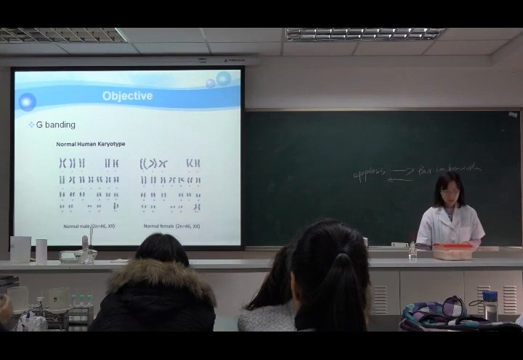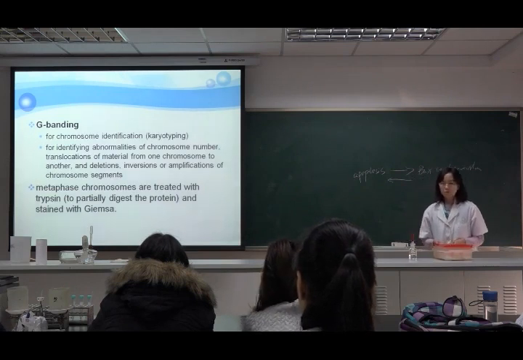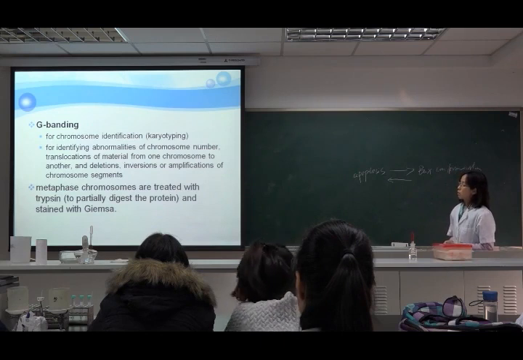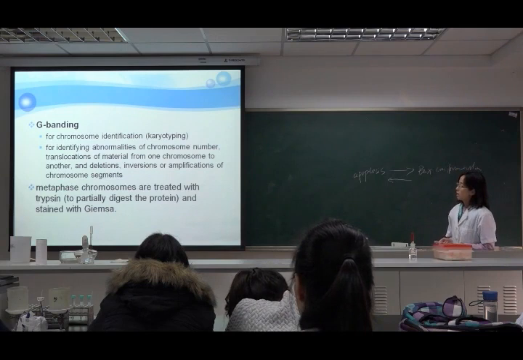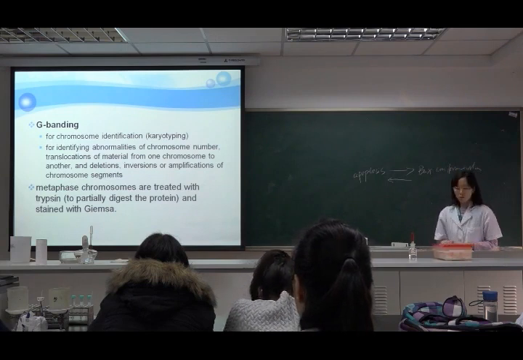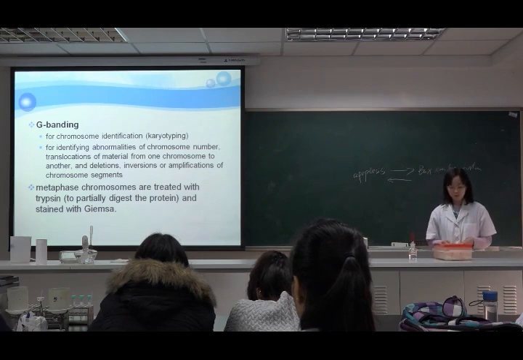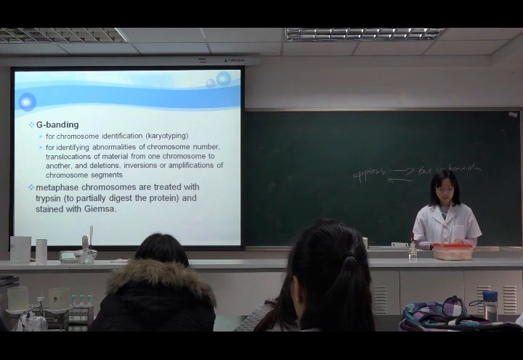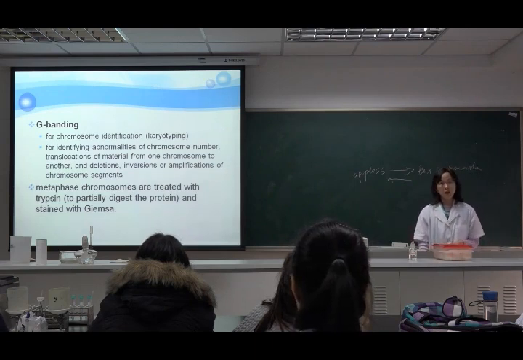This is the objective of today. We want to do G banding, which can be used for chromosome identification and karyotyping, and to determine abnormality of chromosome number, translocation of material from one chromosome to another, and deletion, inversion, or duplication of chromosome segments. I will show you the normal pattern of Giemsa banding.